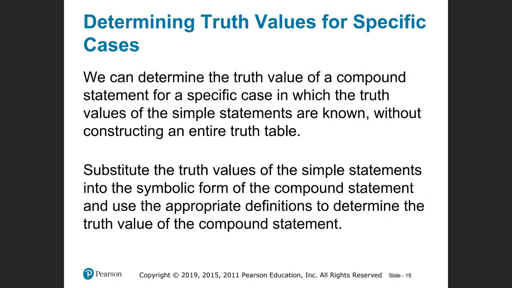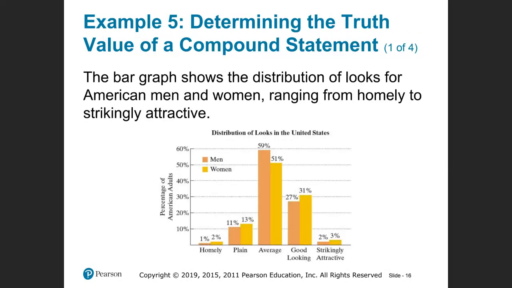Now we're going to determine truth values for specific cases. We can determine the truth value of a compound statement for a specific case in which the truth values of the simple statements are known without constructing an entire truth table. You can, but you don't have to. You're going to substitute the truth values of the simple statements into the symbolic form of the compound statement and use the appropriate definitions to determine the truth value of the compound statement. Sounds a little complicated, but bear with me. So example 5, determining the truth value of a compound statement.